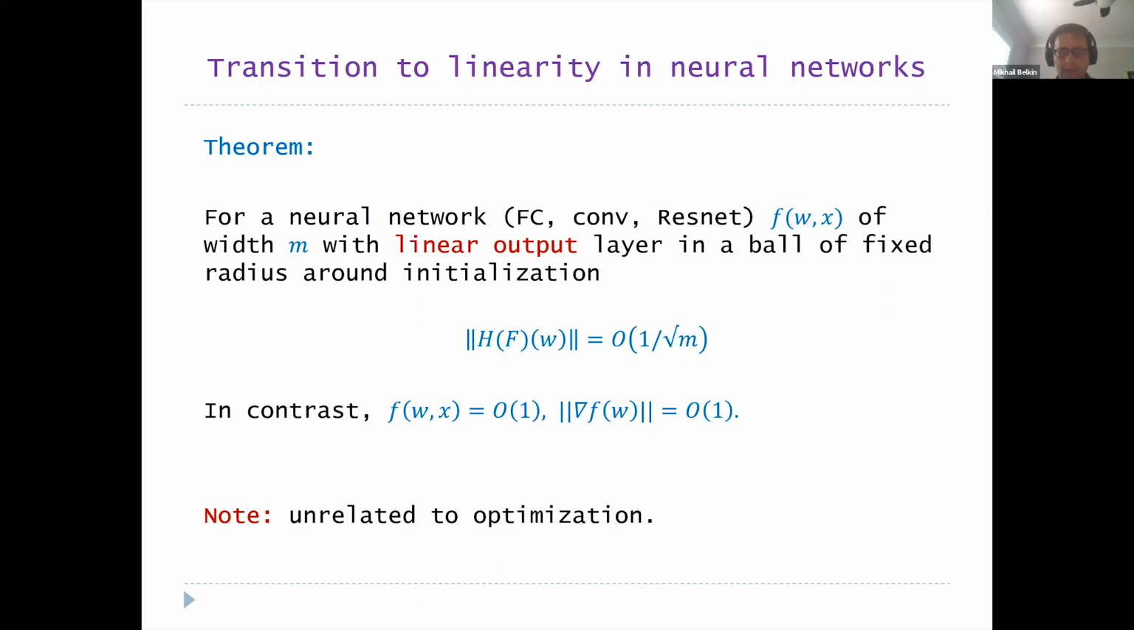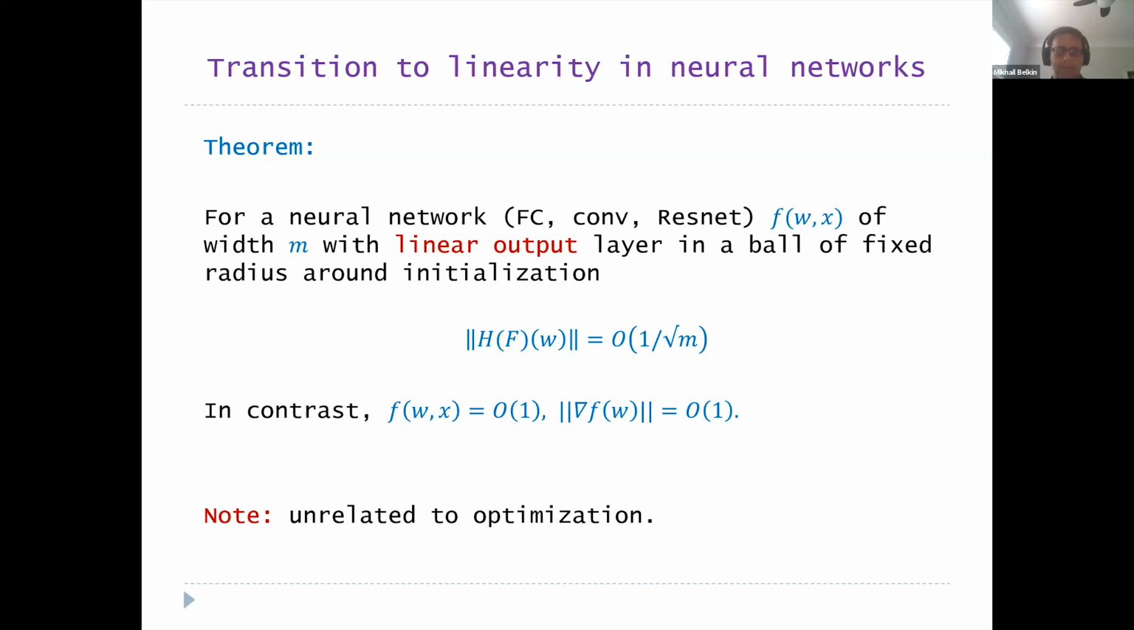In contrast, f of w itself is O of 1. So the output is O of 1, and the gradient stays O of 1. So it's only the Hessian that rescales with the size of the network. And this happens in a ball of any fixed radius around initialization. And one thing I would like to point out is that very often this NTK is interpreted with respect to optimization. This has nothing to do with optimization. This is just a property of this function class, that they become linear.